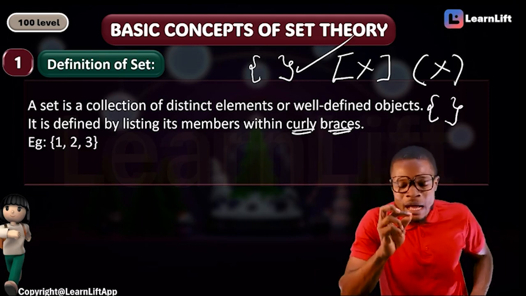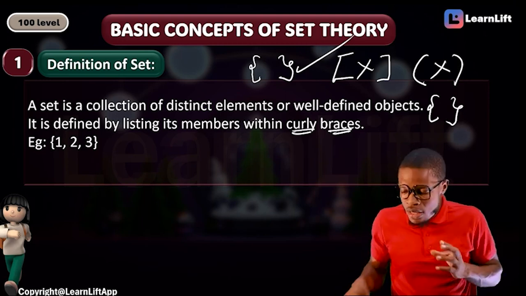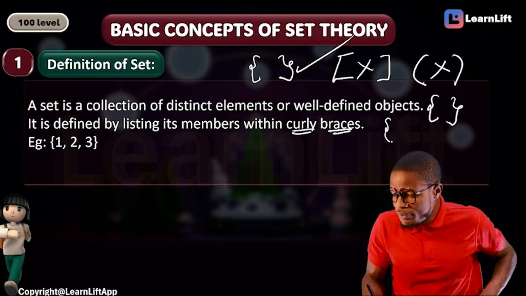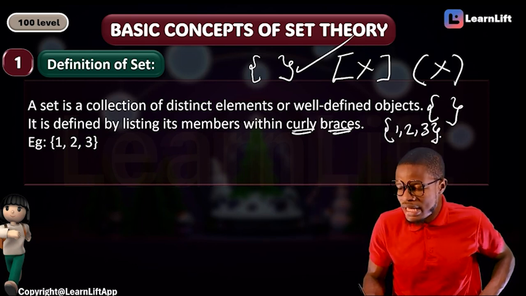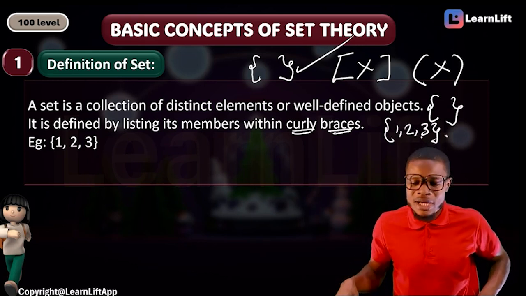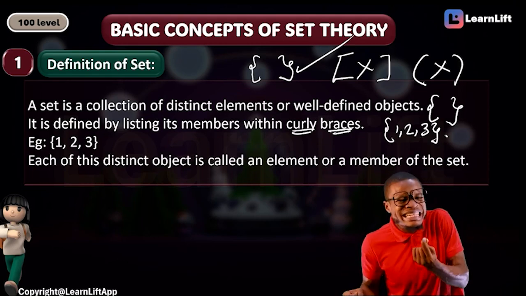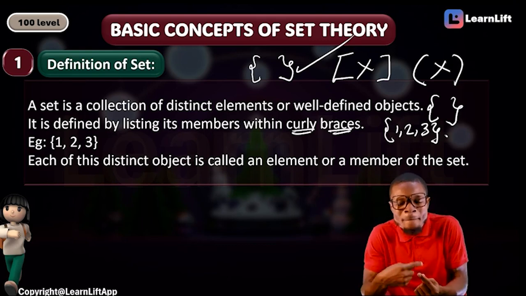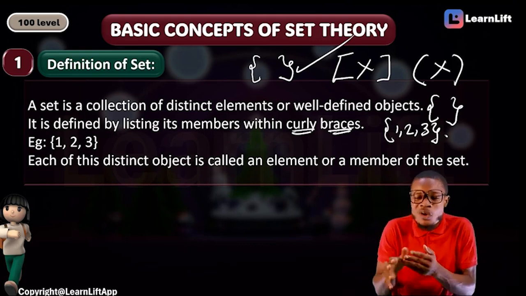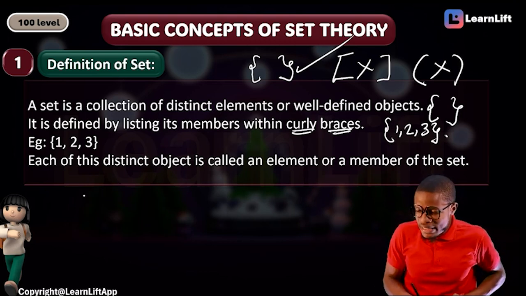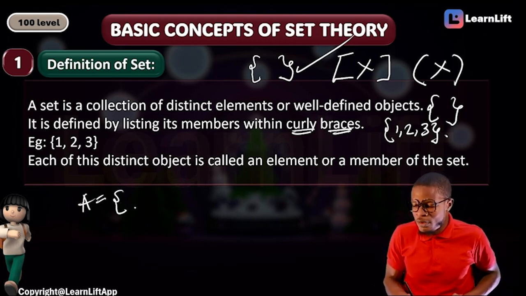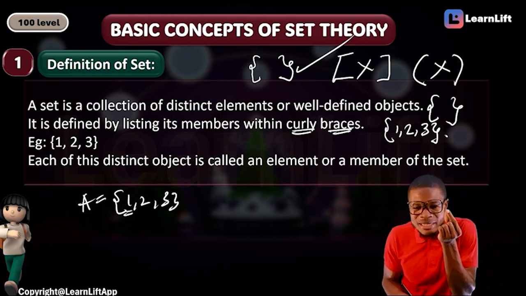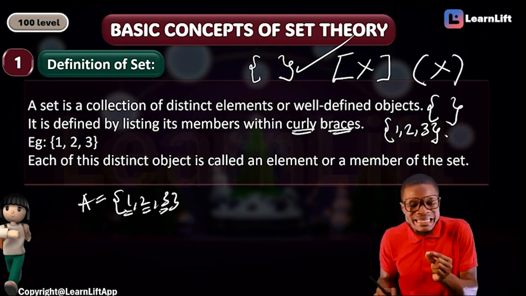Now, for example, if I have 1, 2, 3, you can see how we are placing them. All of them are within the curly braces. So you have your curly brace, then your 1, your 2, your 3, and then you close the brace. It is as simple as that. Another thing is this: each of these distinct objects within the set is called an element or member of the set. For example, let me say I have my set A, which is 1, 2, and 3. Now, 1 is an element of the set, 2 is an element of the set, and 3 is an element of the set.